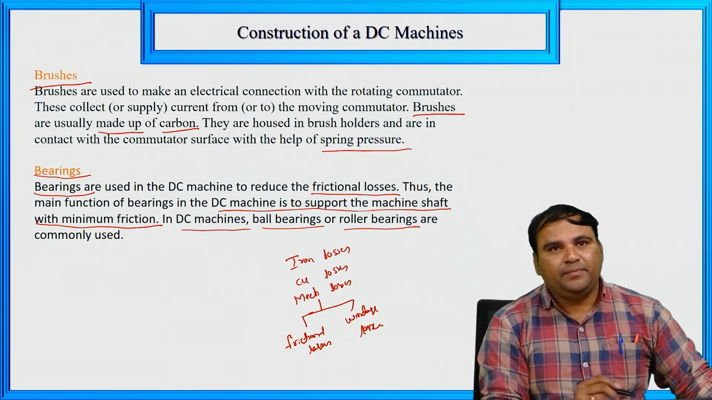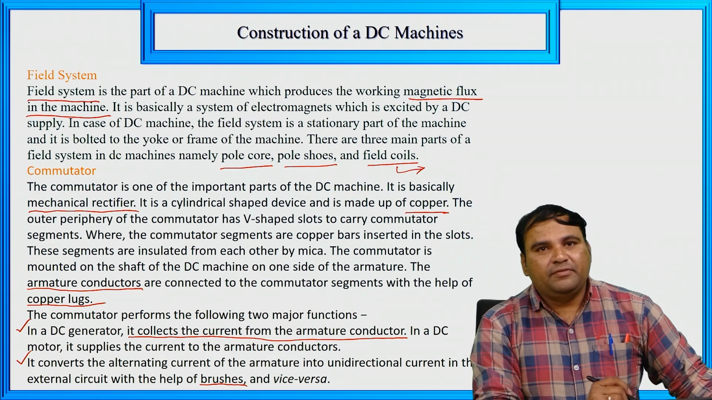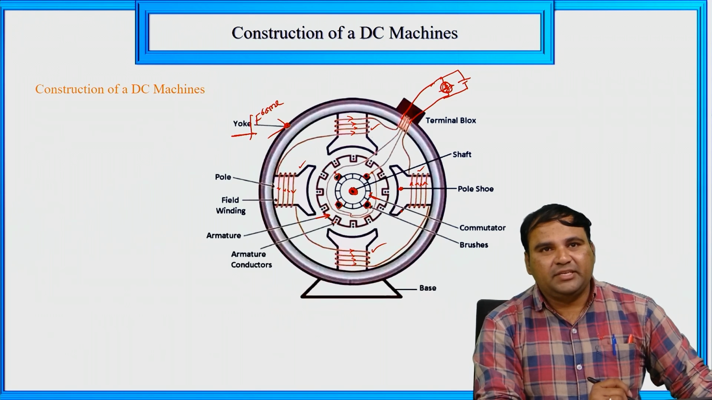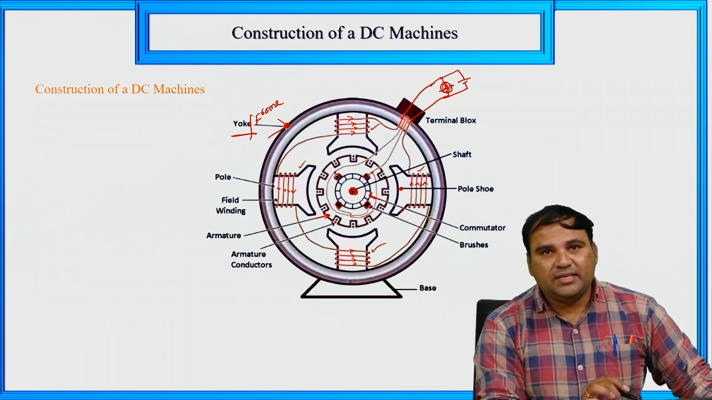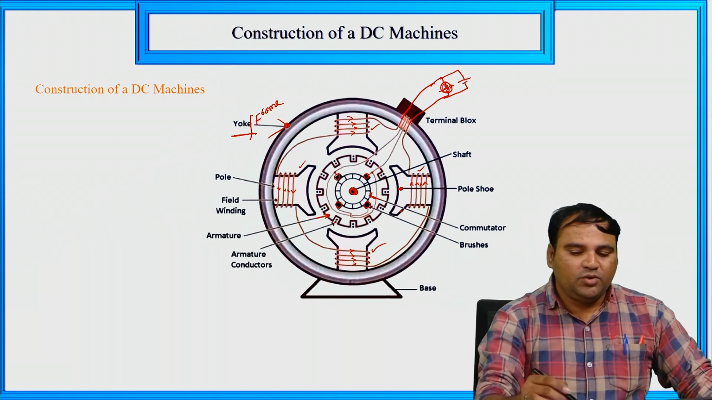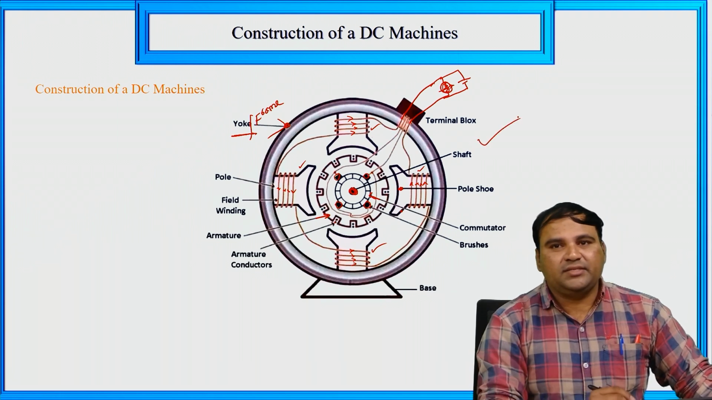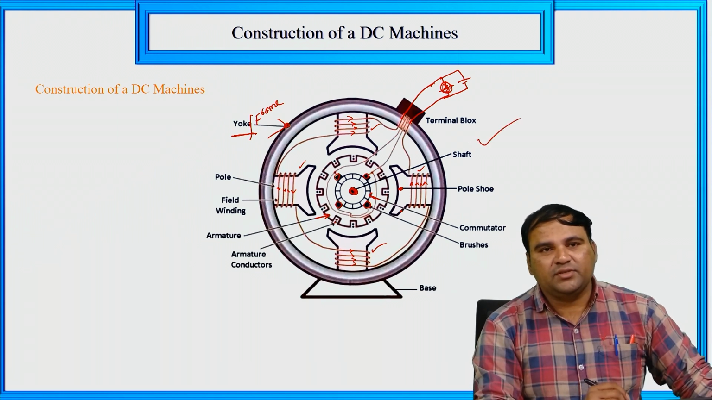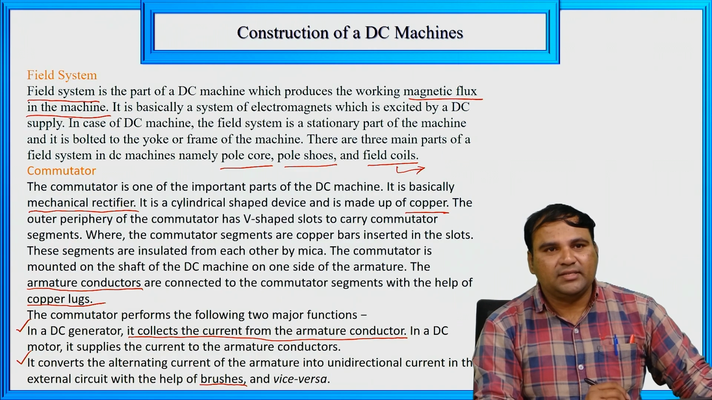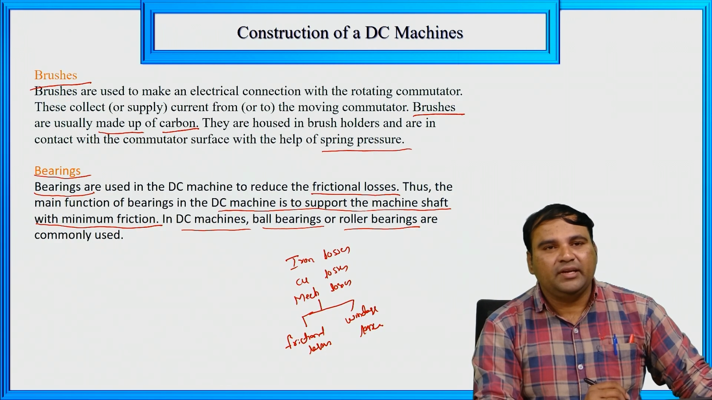So these are the different parts of a DC machine. If they ask about the construction of a DC machine, you have to go through the construction of a DC machine. So this is about the total construction and parts of a DC machine.